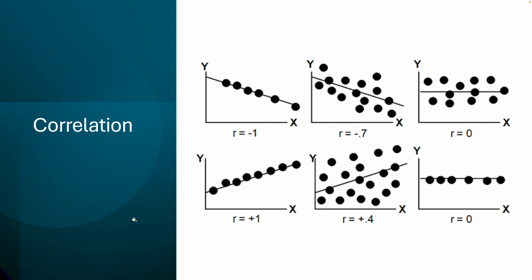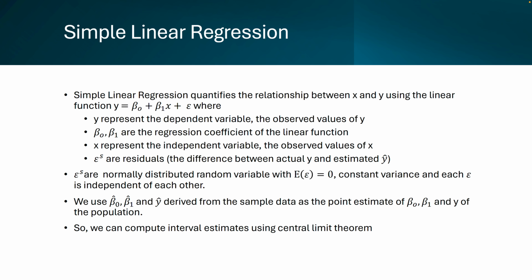Now let's look at the explanatory part of the association of the two variables. So simple linear regression quantifies the relationship between x and y using the linear function y is equal to beta naught plus beta 1 x plus the error term epsilon. Now y represents the dependent variable, that is all the observed values of y. The beta naught and beta 1 are the regression coefficients of the linear function. This is what we determine when we try to fit a line through the data.